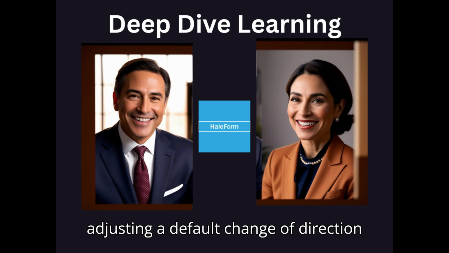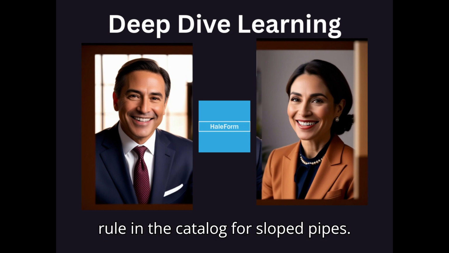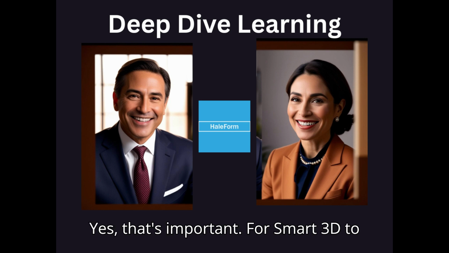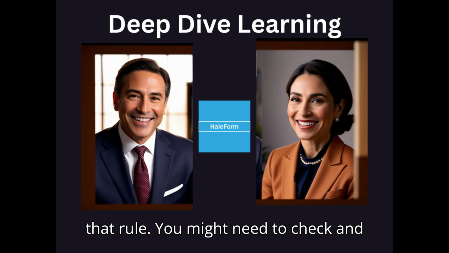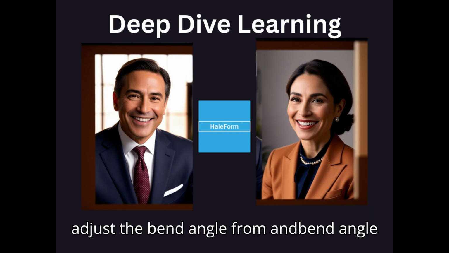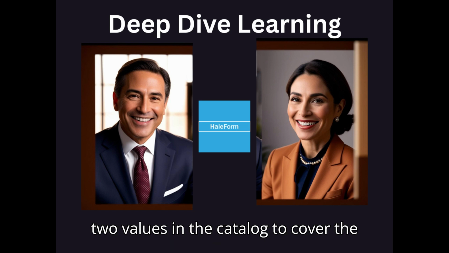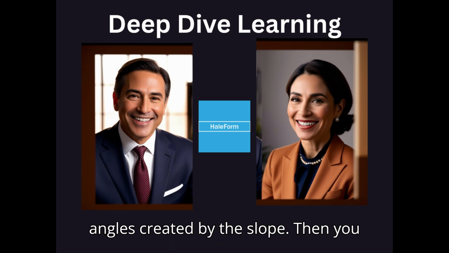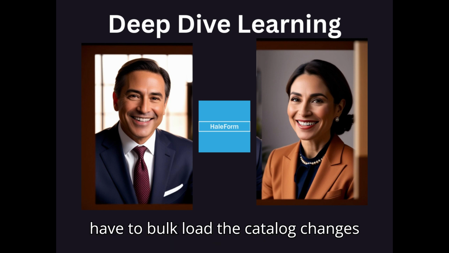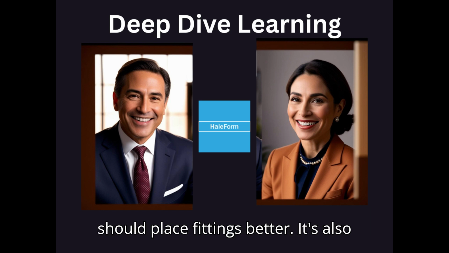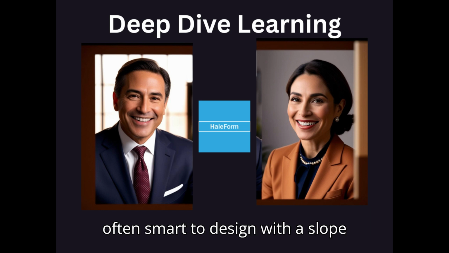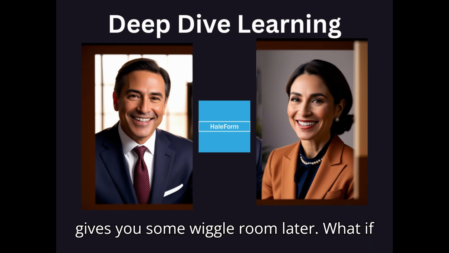The docs also mentioned adjusting a default change of direction rule in the catalog for sloped pipes. Yes, that's important. For Smart 3D to automatically place the right fittings, like elbows on sloped runs, the catalog needs the right bend angles defined in that rule. You might need to check and adjust the bend angle from and bend angle to values in the catalog to cover the angles created by the slope. Then you have to bulk load the catalog changes into your project. After that, routing should place fittings better. It's also often smart to design with the slope slightly more than the absolute minimum, gives you some wiggle room later.